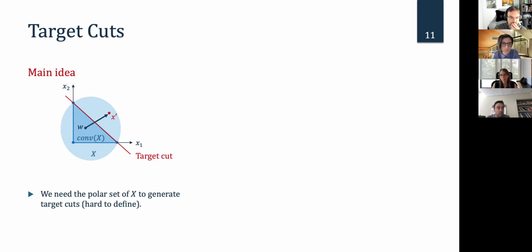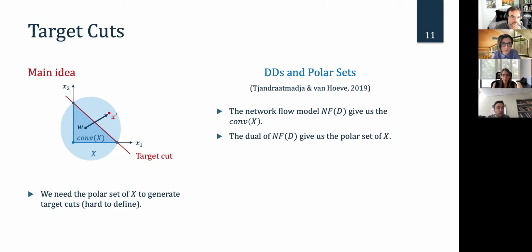And the main issue, I mean, this idea doesn't have anything to do with decision diagrams. And what you need to do to actually get these cuts is what is called a polar set of set X. I'm going to go into the details, but let's just say that it's usually very hard to define, and that's why it's not very used in practice. But the nice thing that Christian and William proved in their paper is that actually you can get this polar set using the decision diagrams.